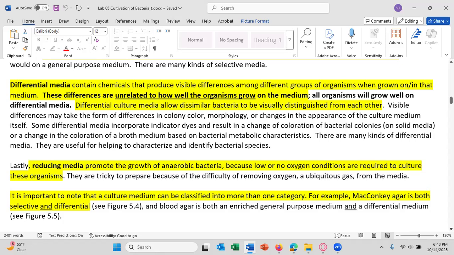Lastly, we have a reducing media, and this is media to promote the growth of anaerobic bacteria because these bacteria require low or no oxygen conditions in order to grow.